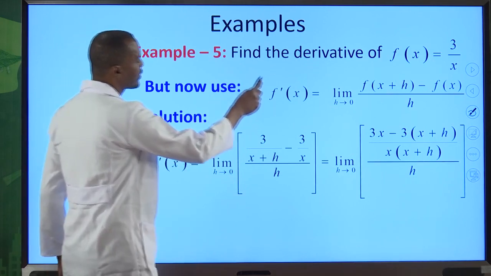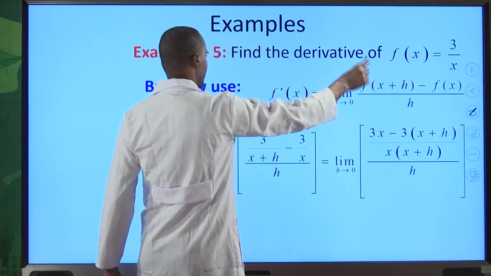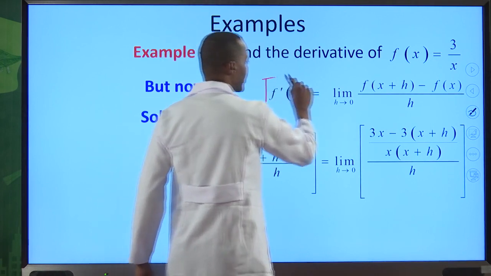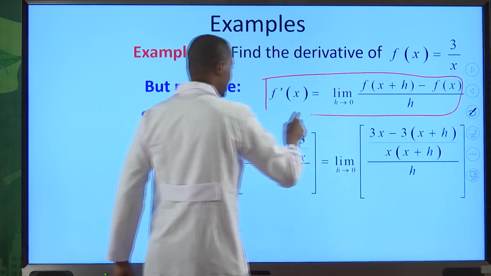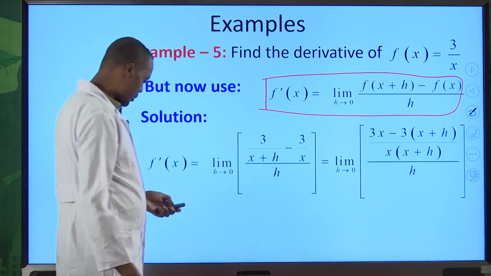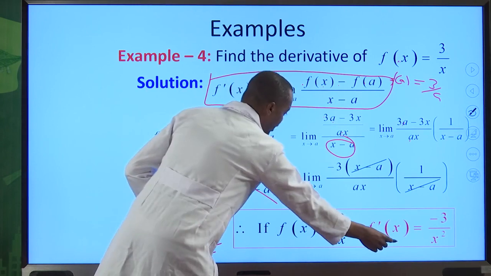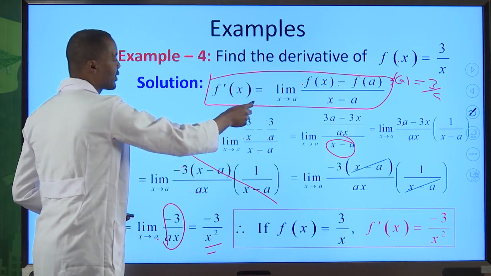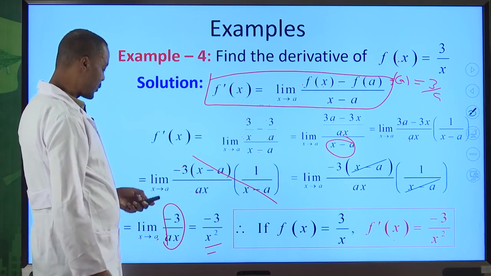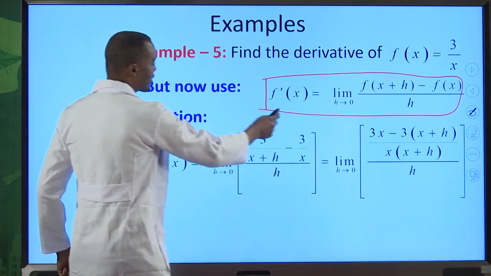Now it says find the derivative of f of x is equal to 3 over x. It is the same problem, but this time I'm going to use the other alternative formula for the derivative. A while ago we used this one in order to find this answer. This is one of my derivative formulas. Now I'm going to use the second one, that is this one.